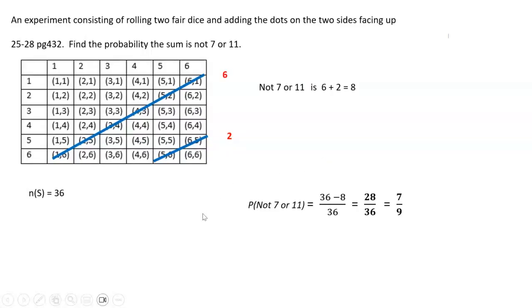Okay? Now, let's do one more. On the experiment consisting of rolling 2 dice and adding the dots on the 2 sides facing up, find the probability that the sum is less than 4. So less than 4 means it's going to be 3 or less, right? So this is less than 4, and this is less than 4. So the answer will be 3 out of 36. It'll be 1/12. That's your answer.